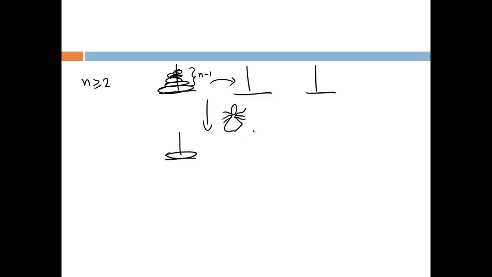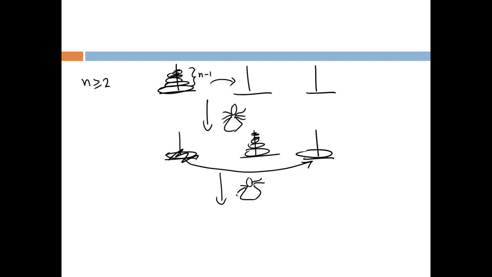You'll have the largest disk on the first spindle and the other n-1 disks on the second spindle, right? And then you can transfer the largest disk from the first spindle to the last spindle, right? So you will get this configuration, and then you can call the recursion devi again and ask her to take these n-1 disks on the second spindle and transfer them to the third spindle. And that would result in this configuration where the largest disk is at the bottom, and the other n-1 disks go on top, and you've solved the problem.